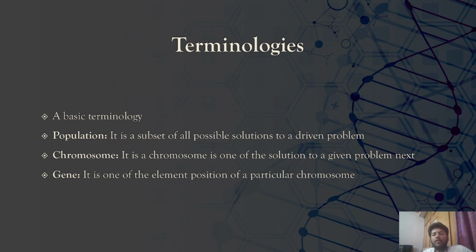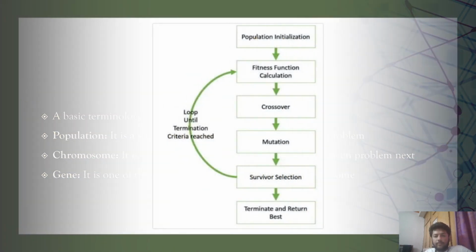The terminologies used mainly are population, which is a subset of all possible solutions to a given problem, and then we have a chromosome, which is one of the solutions to a given problem, and then next we have a gene. So it is basically one of the element positions of a particular chromosome.